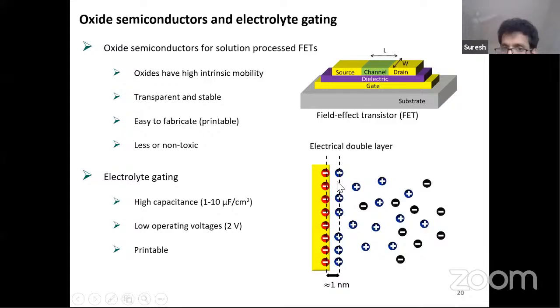What is the advantage of electrolyte is, when it comes into contact with a metal, a conducting material, so this is the electrolyte part, this is the metal part. What happens is, it will accumulate the charge carriers from the metal. Let's say the electrons are accumulated from the metal. In case of electrolyte, you accumulate the opposite charge here, that is the plus.